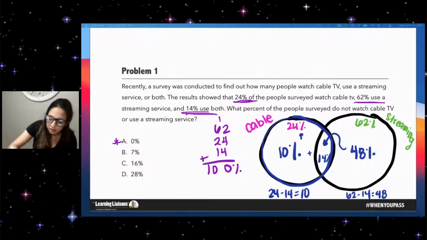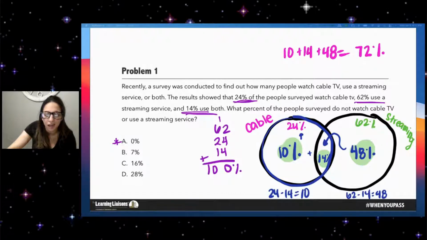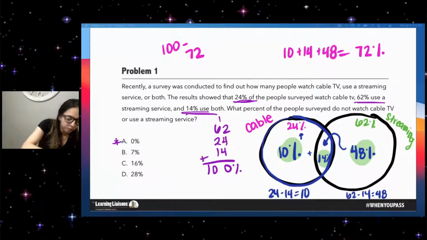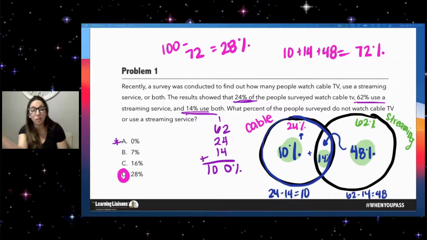If I add the 10 plus the 48 plus the 14, I'm not going to get 100. 10 plus 14 plus 48 equals 72%. Interesting, huh? Now, if I take 100 and I subtract 72, I get 28%, which represents the group of people who don't watch cable or streaming.